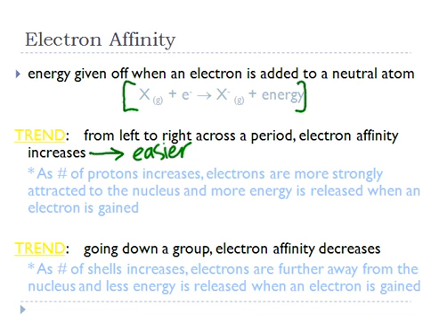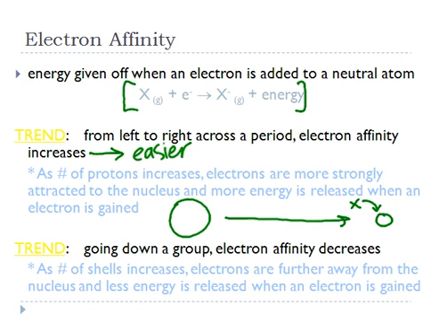So again, why does this happen? As the number of protons increases across that period, the electrons are more strongly attracted to the nucleus. The other thing is we have bigger atoms, and then as we go across a period, the atoms get smaller, which means if I want to add that extra electron in, it can get a lot closer to that positively charged nucleus and add itself in much easier than something over here.